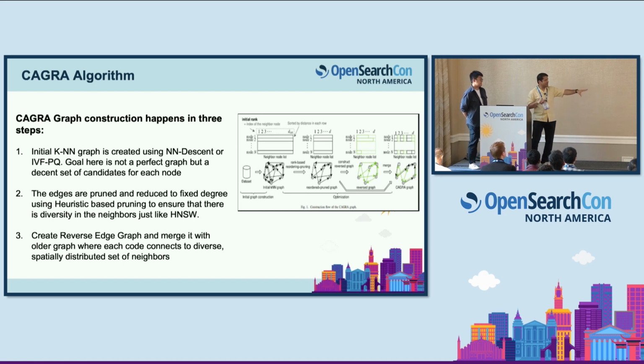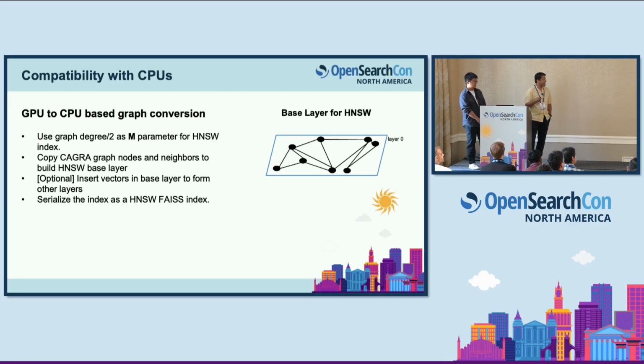And the way to solve this is you build a reverse edge graph and then merge both of them. In this way, you will finally get a graph which is easily navigable, and you can reach any part of the graph. That basically completes the CAGRA graph construction.